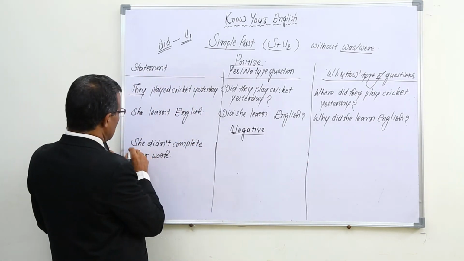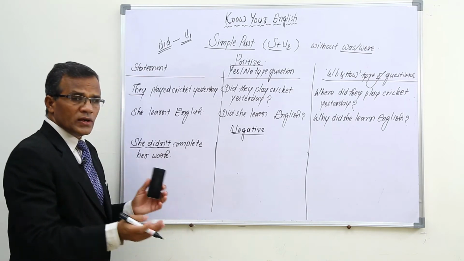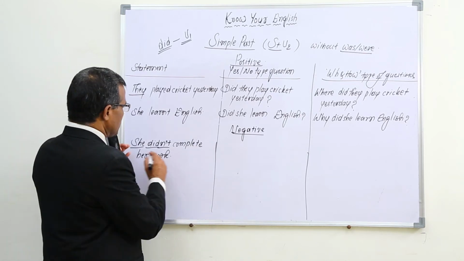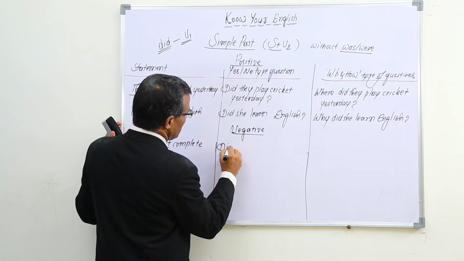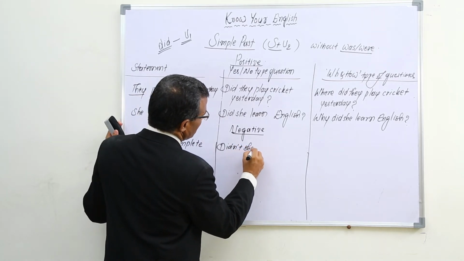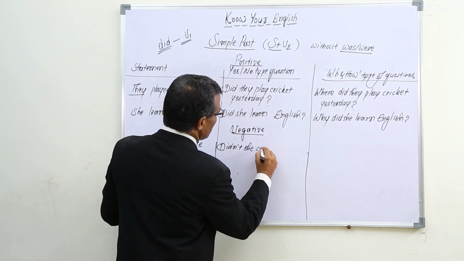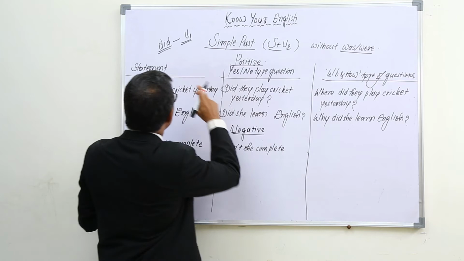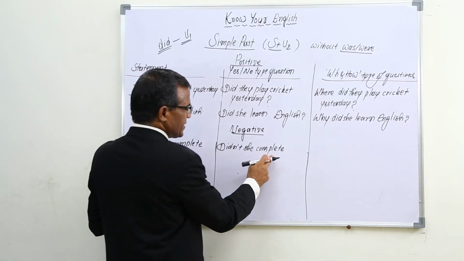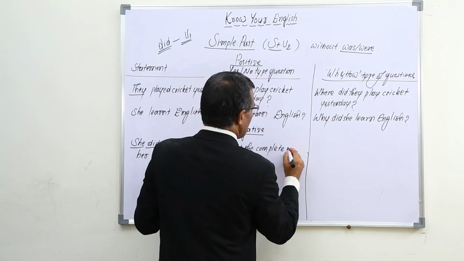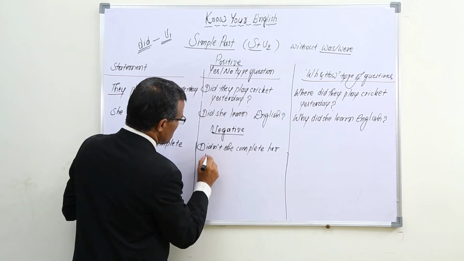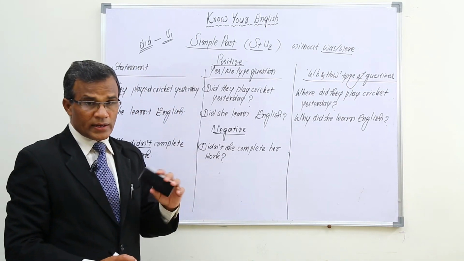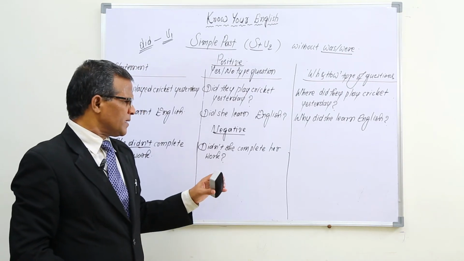And for the question, as the helping verb is already used here, we change the order of subject and helping verb to get a negative yes or no type question. She didn't. Didn't she complete her work? After did we use the V1 form only, and here also the same V1 form. If you get a doubt whether she completed her work or not, you put a question like didn't she complete her work?